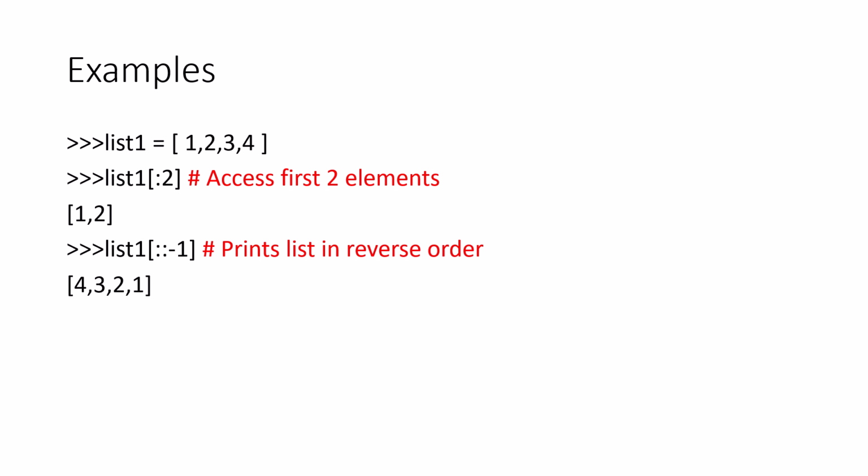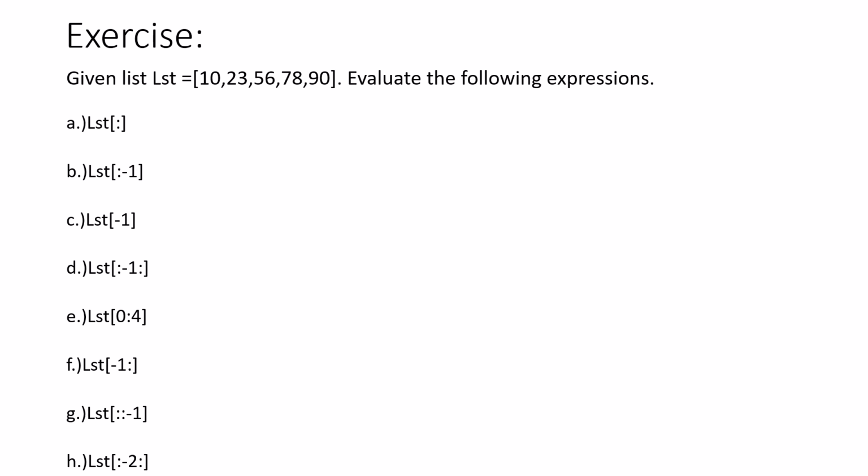Here is another example. List1 equals 1, 2, 3, 4. Now list1 of colon 2, within the square bracket, accesses the first two elements. The output is 1, 2. Now list1 of colon colon minus 1 prints the list in reverse order. So here the output is 4, 3, 2, 1.